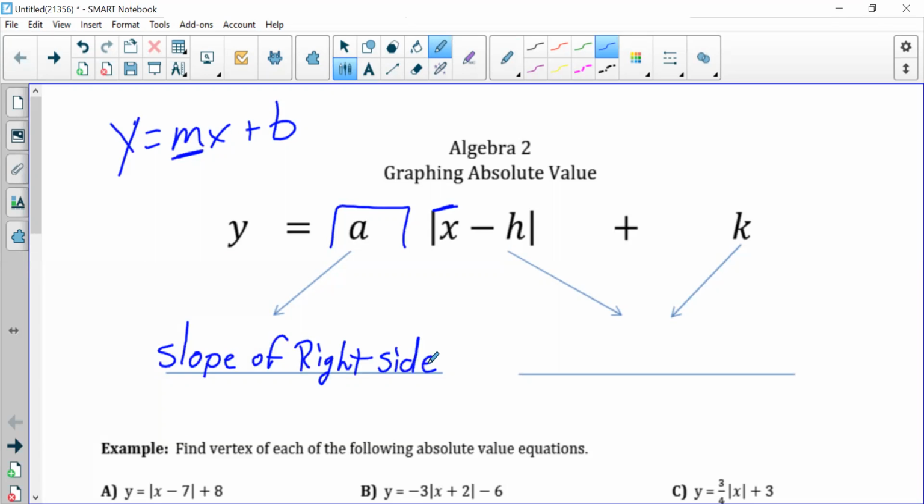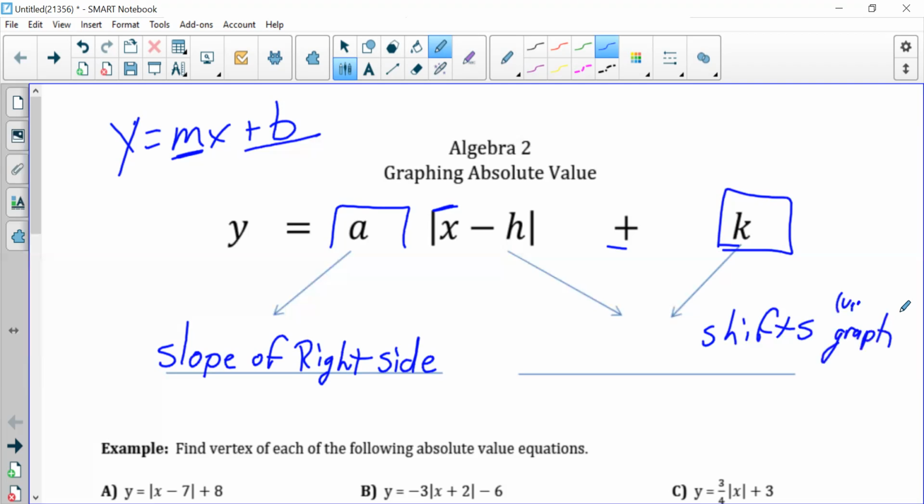All right, next piece I want to talk about here is this k. You notice this says plus k. This k works very similar to our plus b. In our slope-intercept form, the plus b was our y-intercept. It's what shifted our graph up and down on the y-axis. K behaves similarly. It shifts the graph up and down. And I specifically say vertex here, more on that in a minute. So it shifts the vertex up and down.